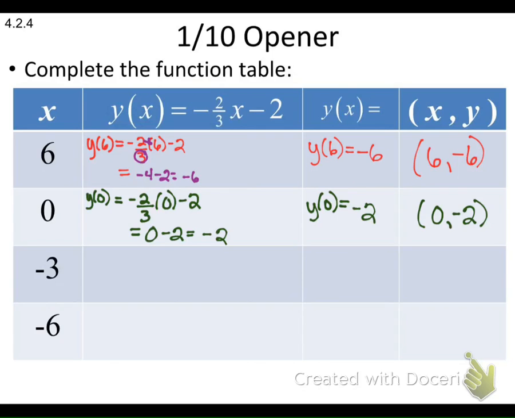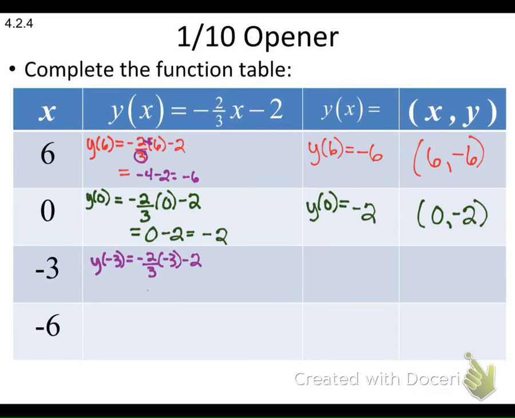Raise your hand if you think you can tell me what I'm going to put for my third row here. I'm going to write the equation. All right, Daisha, tell me. Y parentheses negative 3. How would you say that? Y of negative 3, or the function of negative 3. Equals negative 2 over 3, parentheses negative 3, then negative 2.